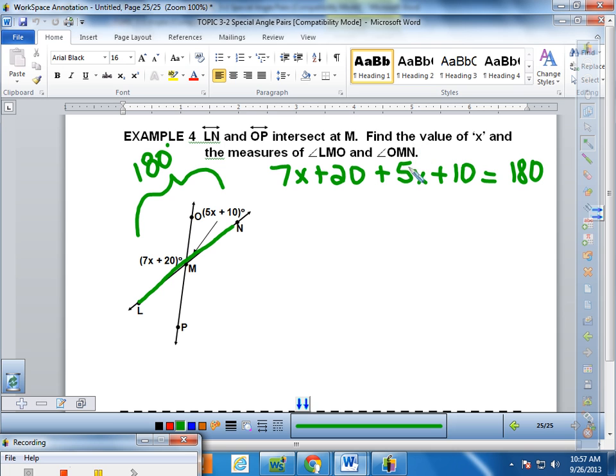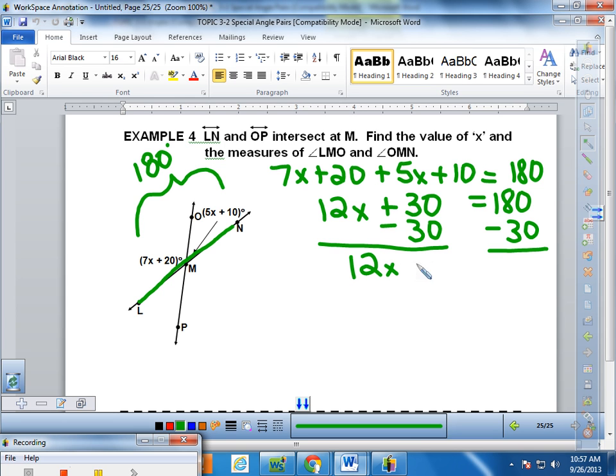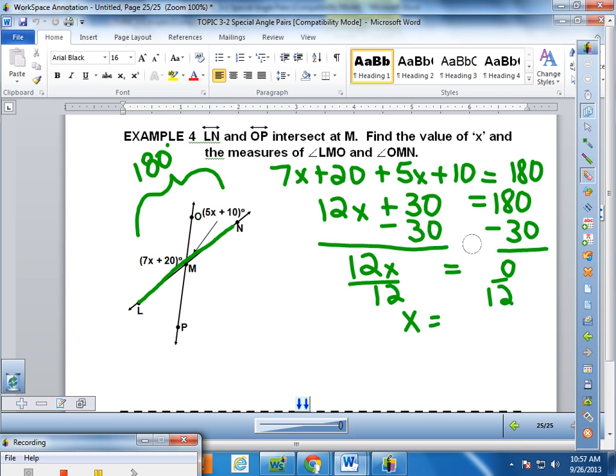Solve for x. Combine your like terms. 7x plus 5x is 12x. 20 plus 10 is 30. Subtract. 12x equals 150. Divide by 12. And x is going to equal, oh, that's 150, not 160. 12.5 is what x equals.